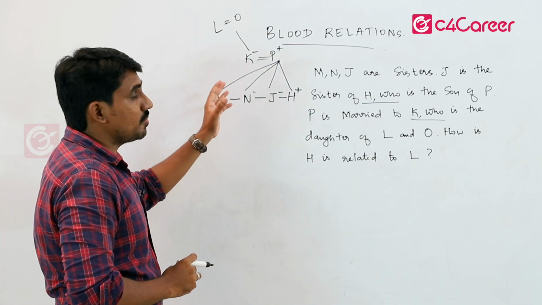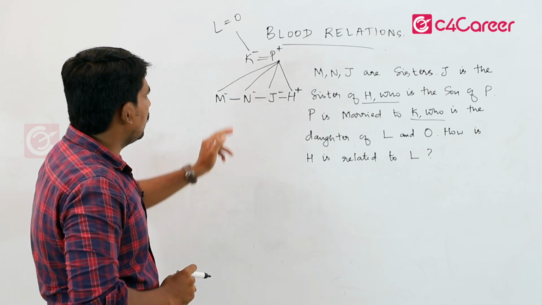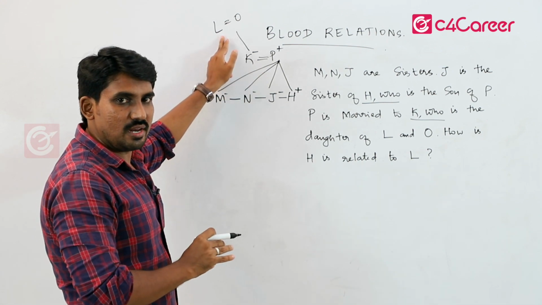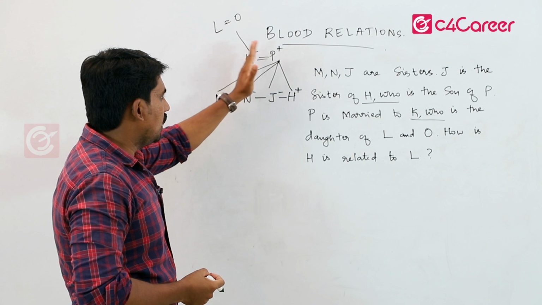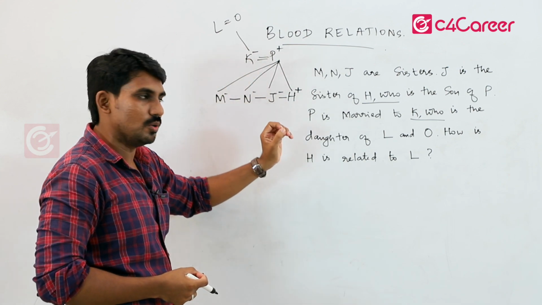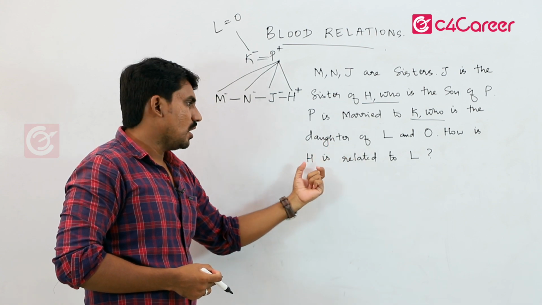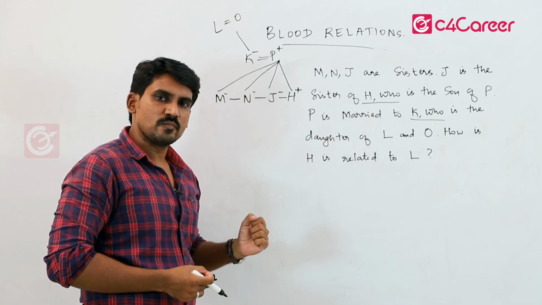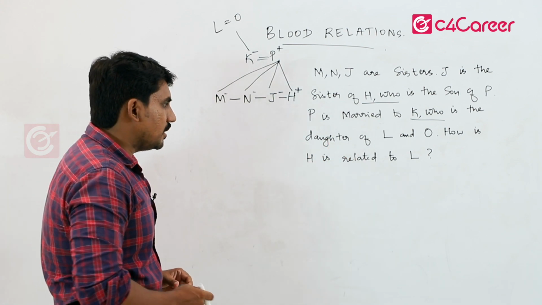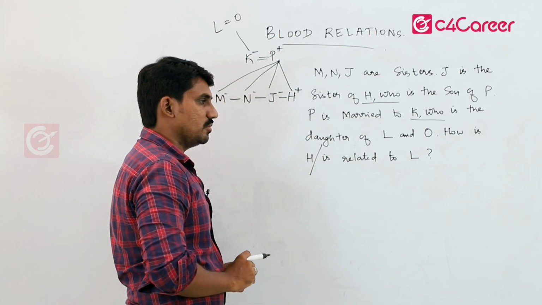That means L and O are a married couple. Clear? And we don't know the gender of L. We don't know the gender of O also. For all the other persons, we can understand the gender from the question. Then the question is, how is H related to L? We have to find the answer for H, so we have to read that carefully.